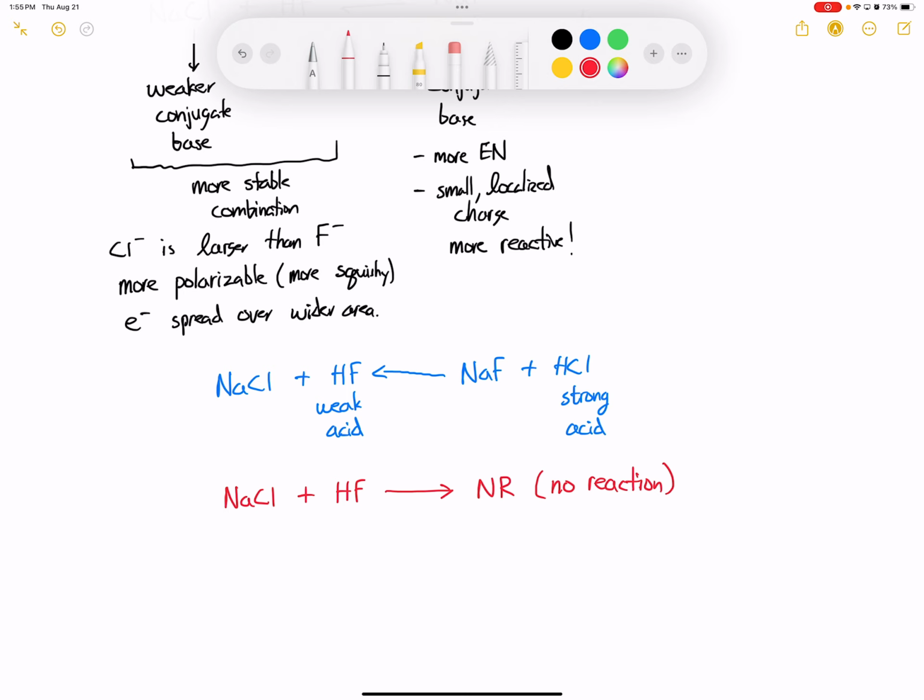All right. So now we're going to talk about the trends. How can you tell something's more acidic without looking at a pKa chart, a Ka chart? We'll be able to do that. Okay.